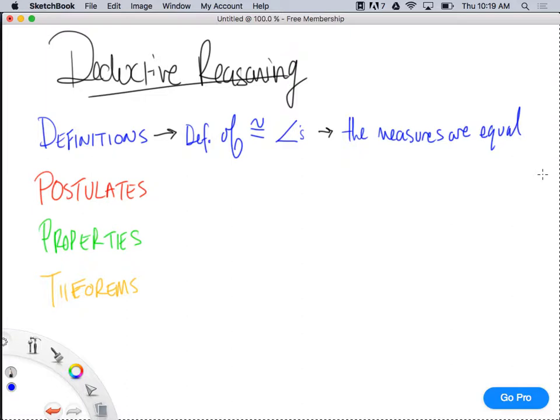Like an example of this, well, we'll get into examples. Or let's do it now. An example of this, I could say that angle A is congruent to angle B. And then from that, I can conclude that the measure of angle A is equal to the measure of angle B. You see that? I can come up with that conclusion. Does that make sense to you guys?